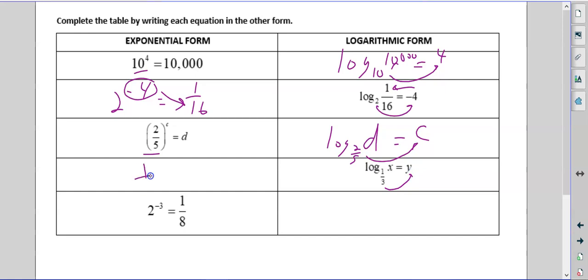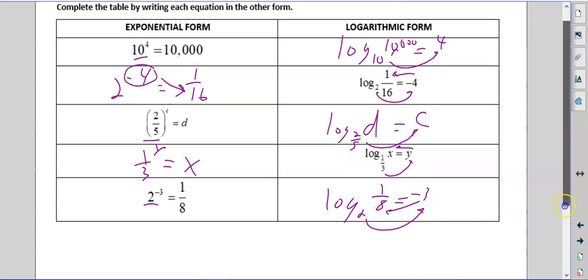1/3 to the y equals x. My base is 2. Swish to the negative 3, back across, equals 1/8. And again, notice the negative 3 means the number's in the denominator.